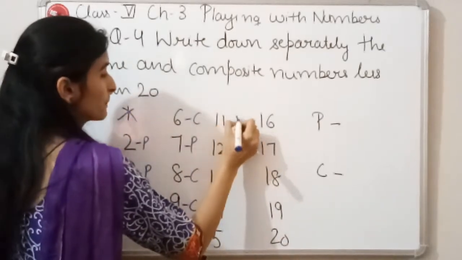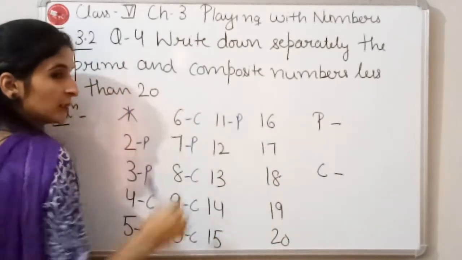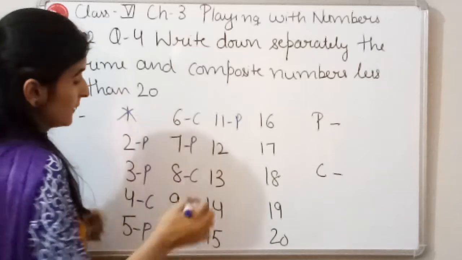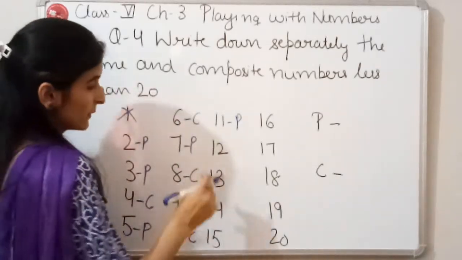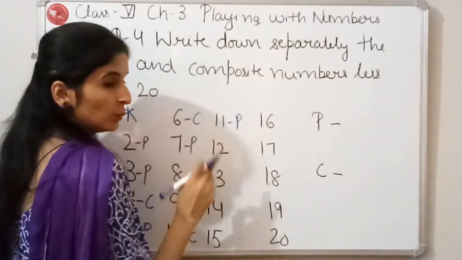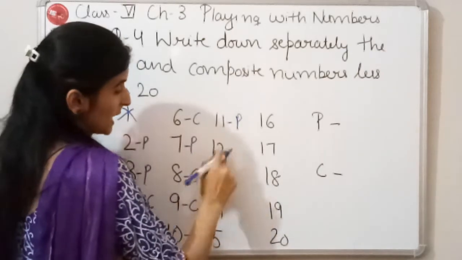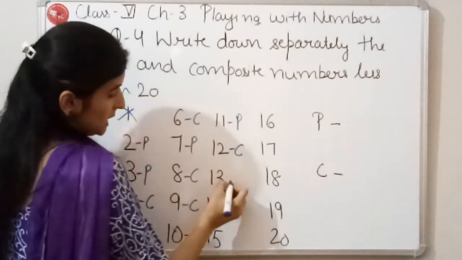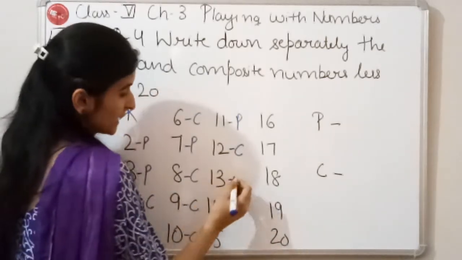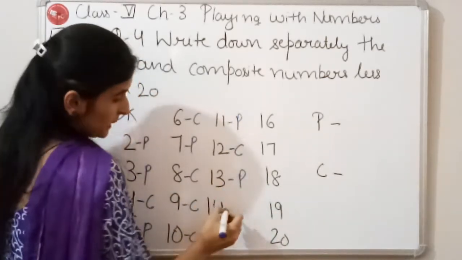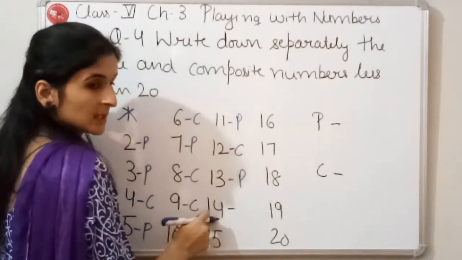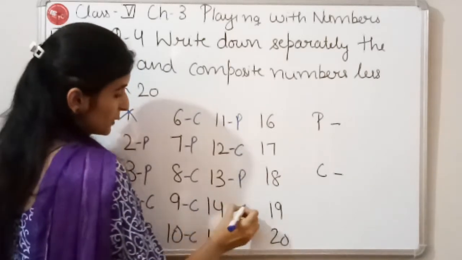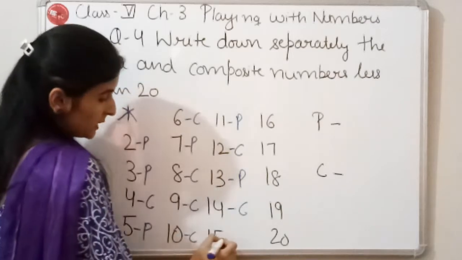11 is a prime number because it has only two factors, 1 and 11. Now let's come to 12. 12 is divisible by 2, 3, 4, 6. So it has more than two factors. So it is a composite number. 13 has only two factors. So it is a prime number. 14 is divisible by 2 and 7. So it is a composite number.